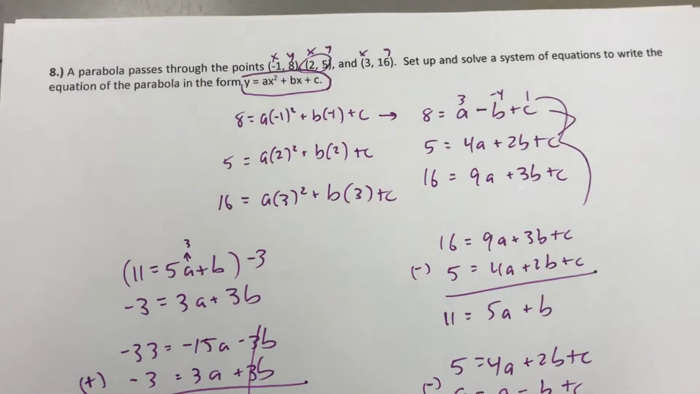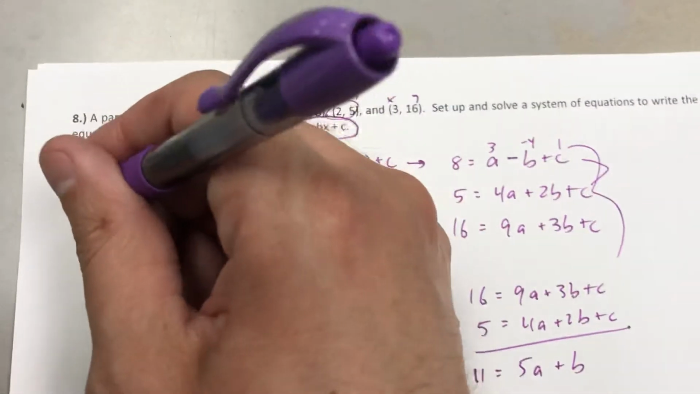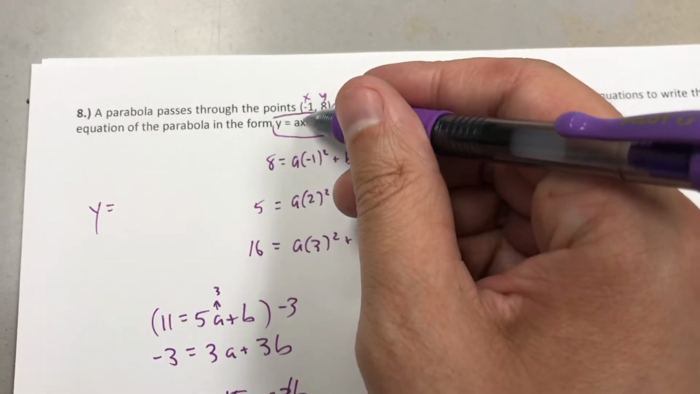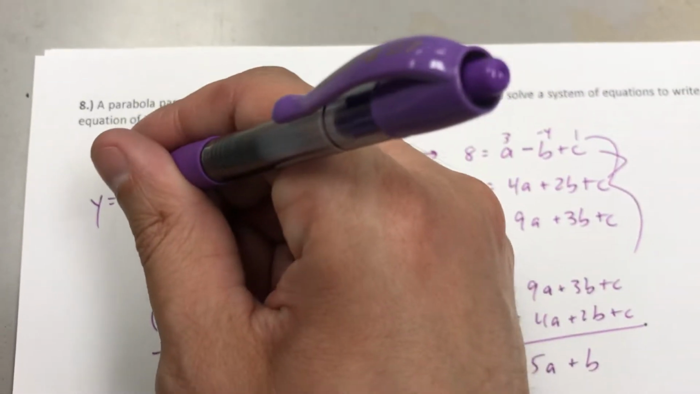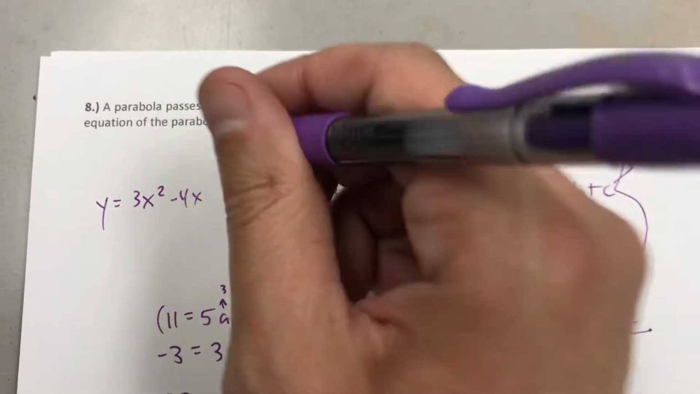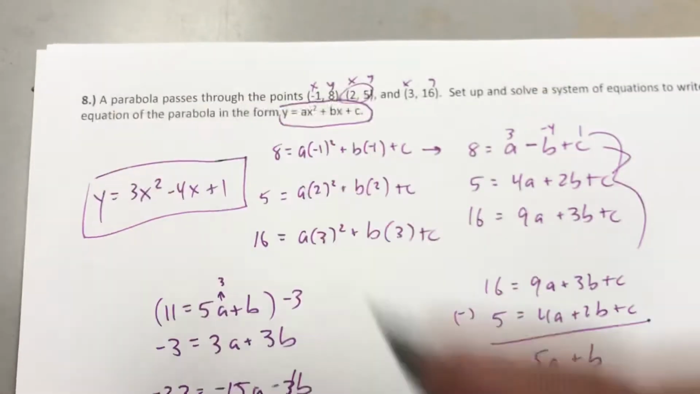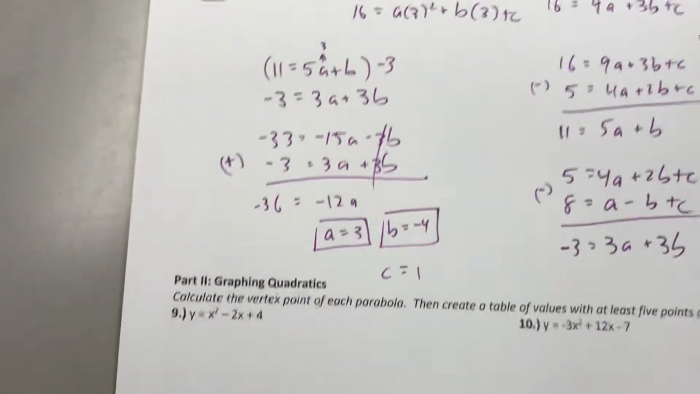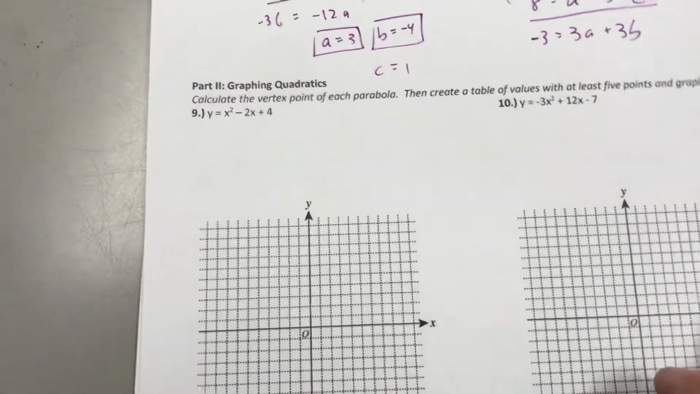And remember, they want the equation of the parabola, so we're filling in the a, b, and c values. So that's y equals, it's going to be 3 is the a value, so it's 3x squared. -4 is the b value, so -4x, and then 1 is the c value, and that is your final equation. Okay? Number 9 and 10.